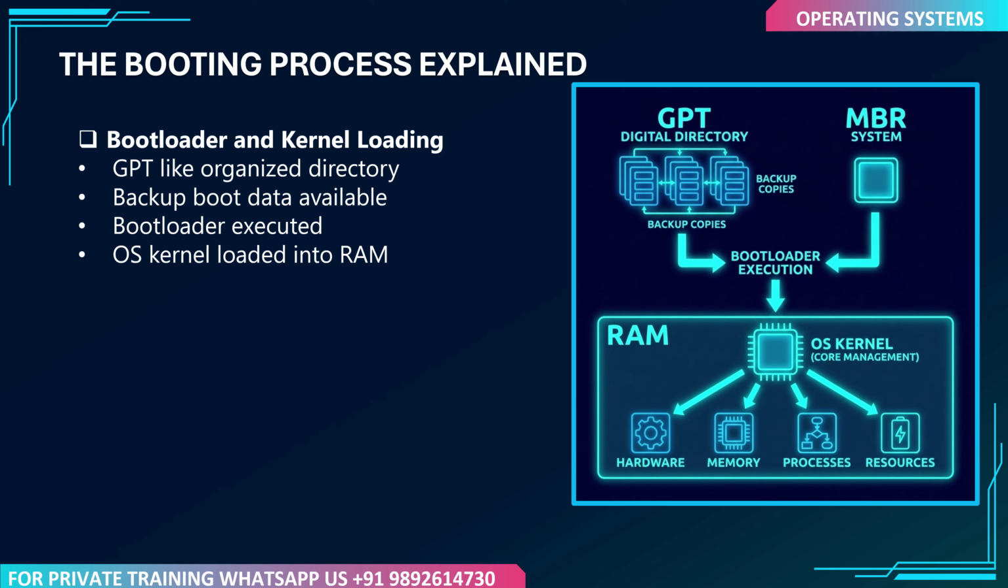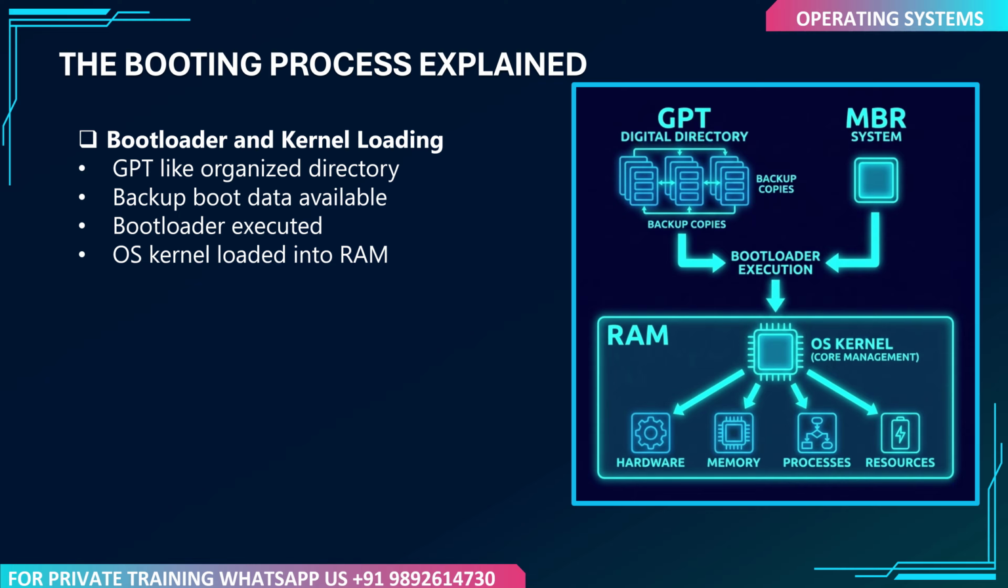You can imagine GPT as a well-organized digital directory with backup copies. Even if one part gets damaged, the system can still recover boot information from another location. Once the bootloader is executed, whether it came from an MBR system or a GPT system, its job is to load the operating system kernel into RAM.